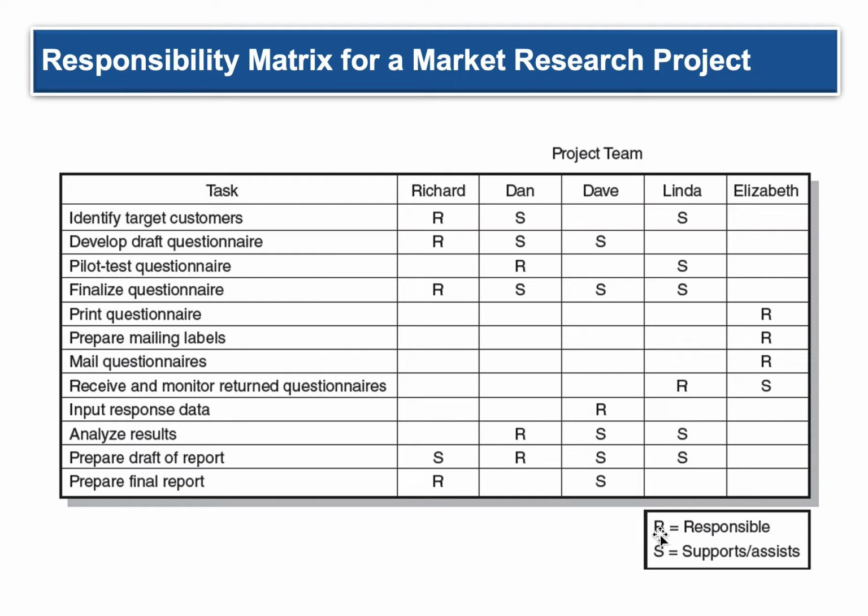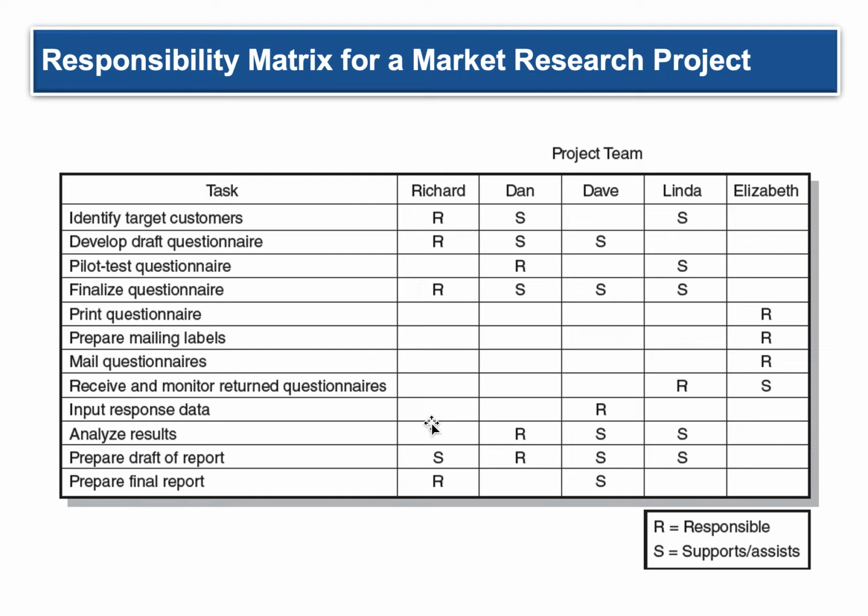R means you're primarily responsible for this. Richard identifies target customers and develops a draft questionnaire, and he finalizes the questionnaire. Dan's going to pilot test it, but he's also going to work on the results and prepare a draft. S means support. So Richard's going to support Dan, as are Dave and Linda, on preparing the draft of the report, so the rough draft, and then Richard's going to be in charge, with the support of Dave, of finishing the final report.